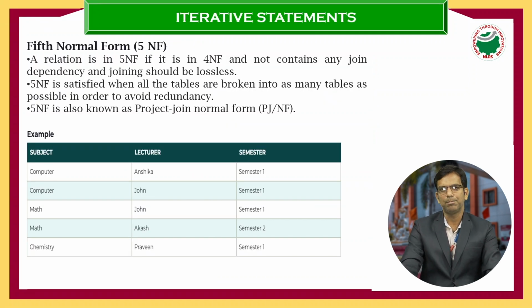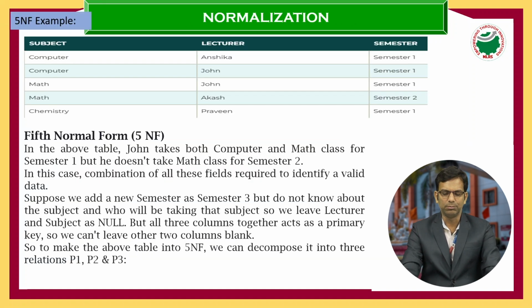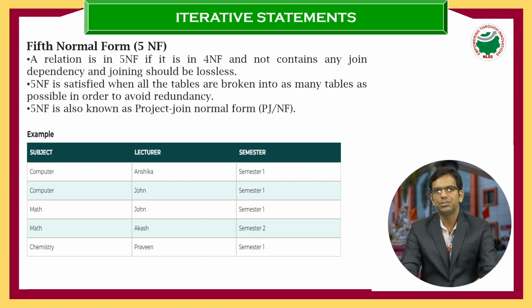Then we will come to the last type, the fifth normal form. A relation is in 5NF if it is in 4NF and does not contain any join dependency, and joining should be lossless. So here we have to know about joins. What is a join? A join is a concept where data is dependent from one entity to another or from one table to another. There will be multiple tables. The 5NF is satisfied when all the table data is broken down into many tables, and we have to look at the possibility of lossless joins.